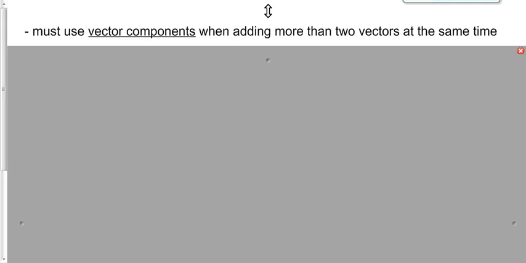What's 3 plus 4 plus 5 equal to when you're adding vectors in 2 dimensions? That's a problem. Remember the goal, what's the goal? Always get a right-angled triangle. How do you get a triangle when you're adding 3 vectors together? We got to use components. What do we mean by that? Well, I'll show you.